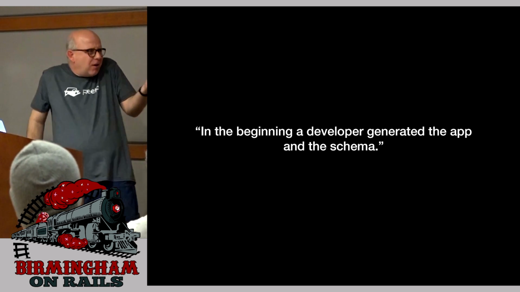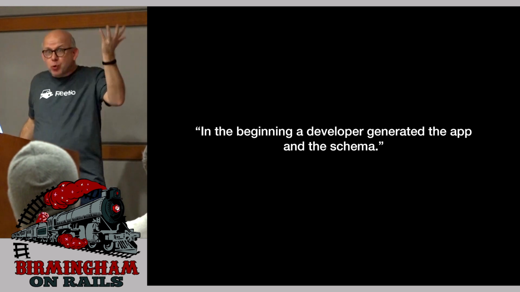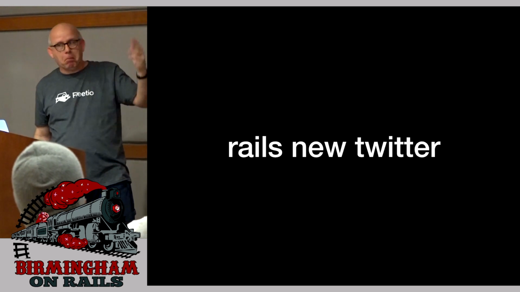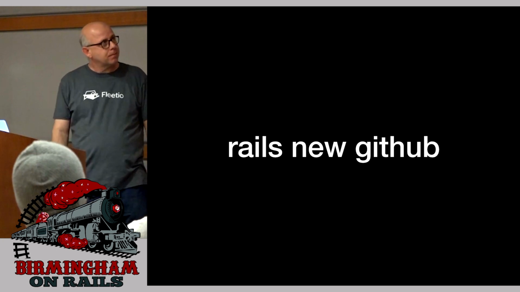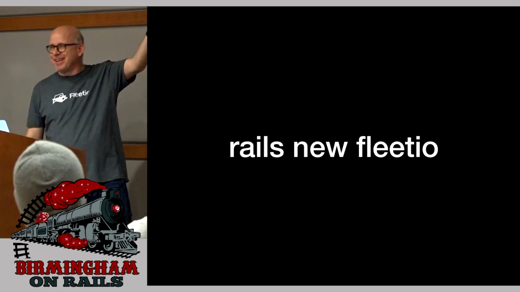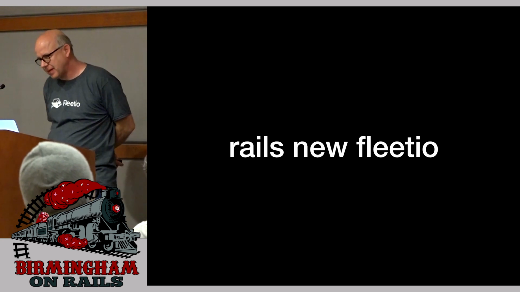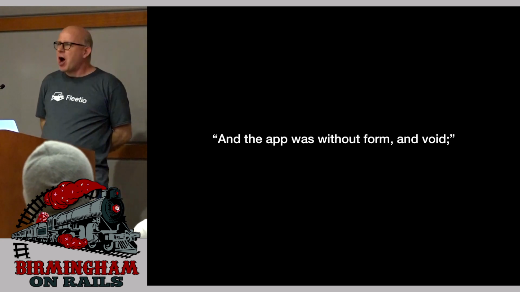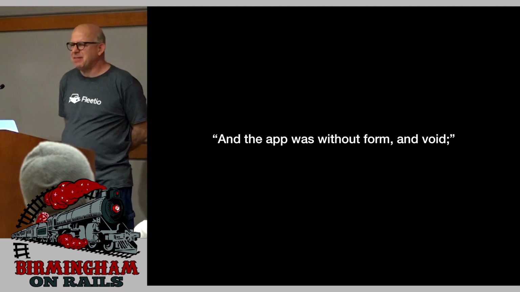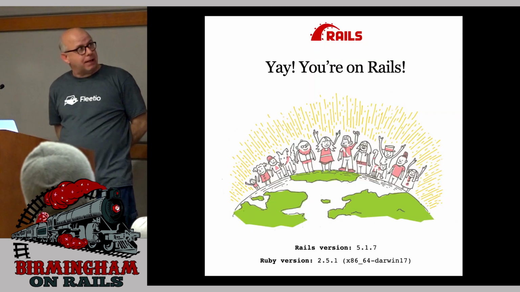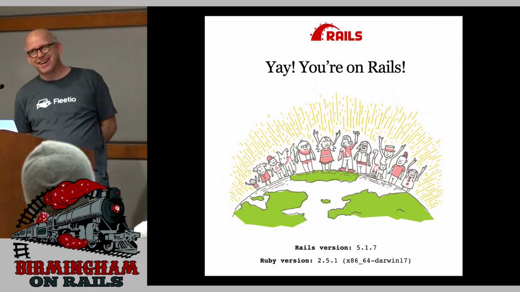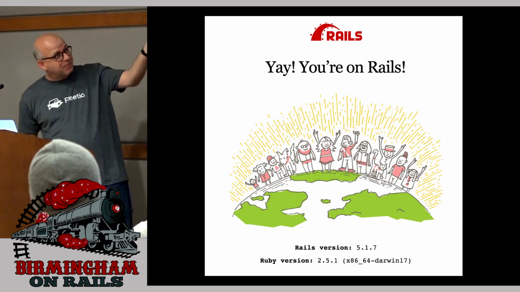Rails apps really all start out the same way, right? Like Twitter, for instance. GitHub. Even Fleetio. I did not run that command, but somebody did. And when they start, there's not a whole lot there, right? They're kind of empty, but there is this happy little site. I mean, that's a happy site if you ever saw one, right?